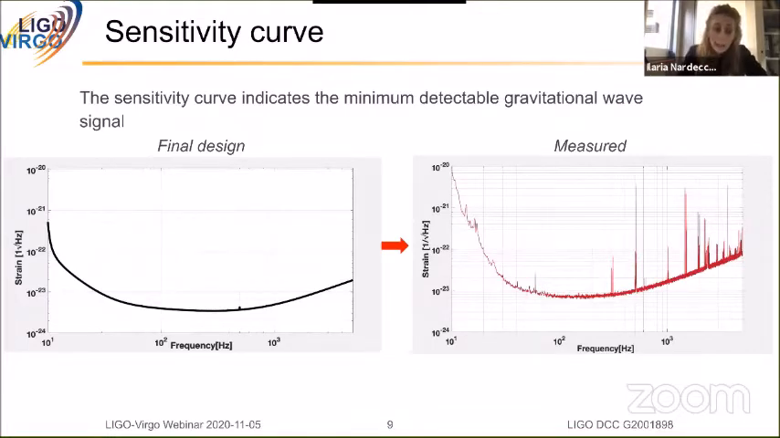In the left plot, there is the final sensitivity curve concerning the design, so it is theoretical, while on the right plot, you can see the real life. This is an example of a measured sensitivity curve. You can see all the peaks that are present inside the curve. They are due to the technical noises related to the real implementation of the instruments. So, next slide, please.